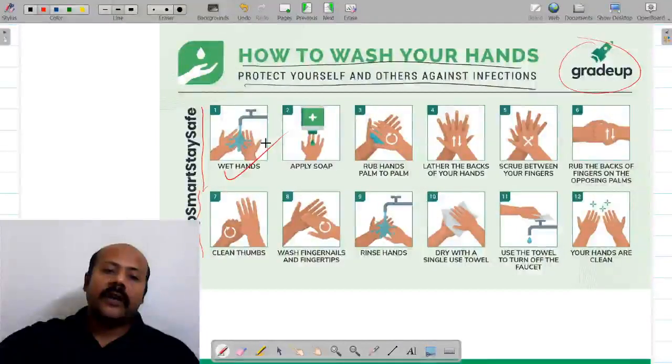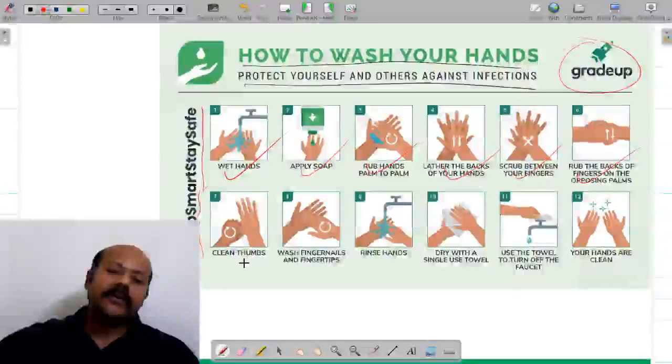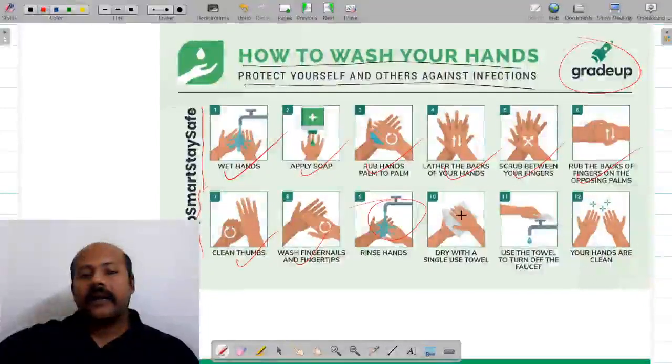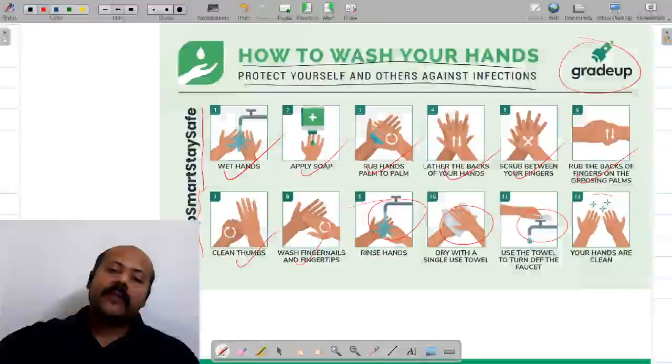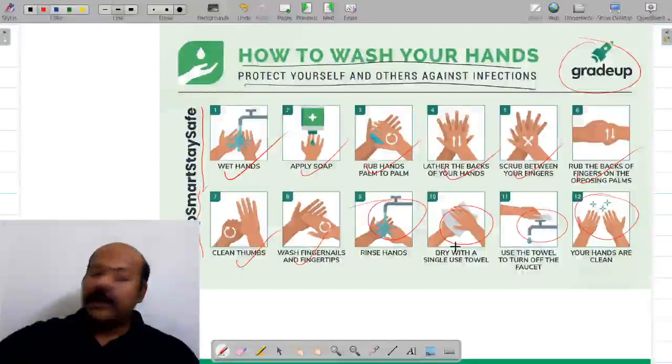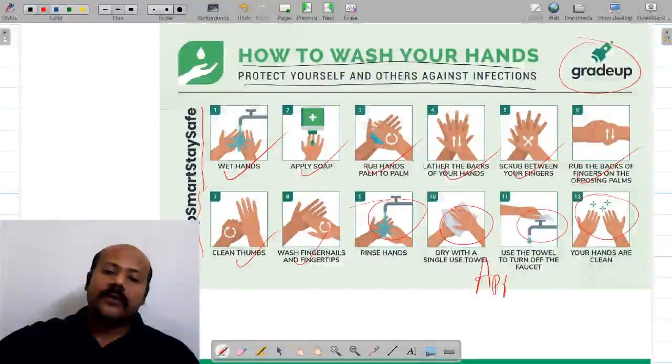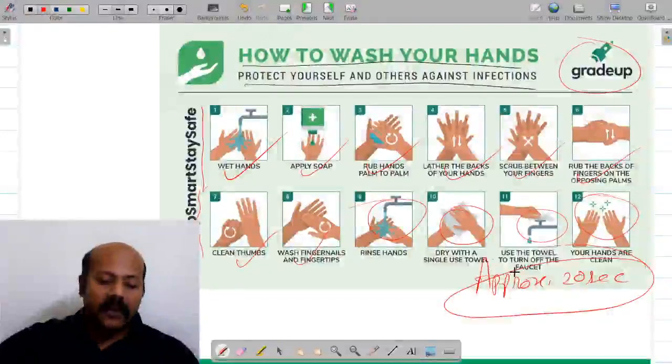You should wash your hands under the direct tap water, apply soap, rub hands palm to palm, lather the backs of your hands, scrub between your fingers, rub the backs of the fingers on the opposing palms, clean your thumbs, fingernail, fingertips, then wash your hands under the direct tap water, dry it using a towel and switch off the tap by using a tissue paper, and now your hands are clean. And this whole procedure should approximately take somewhere around 20 seconds as per the government regulations.